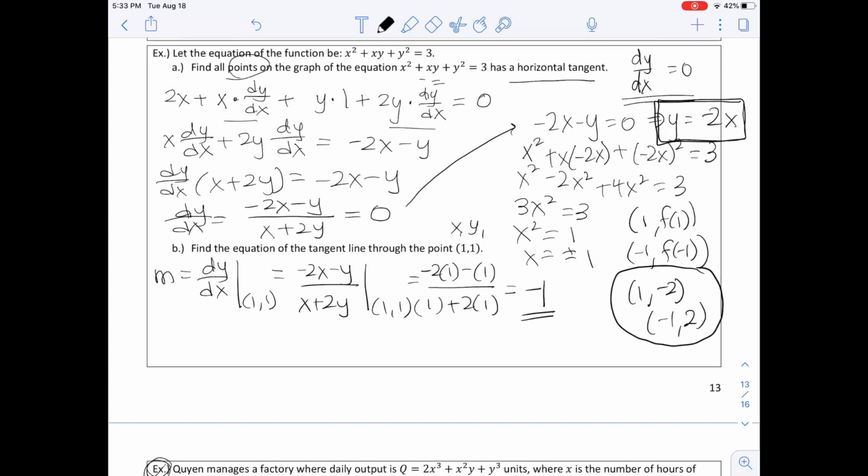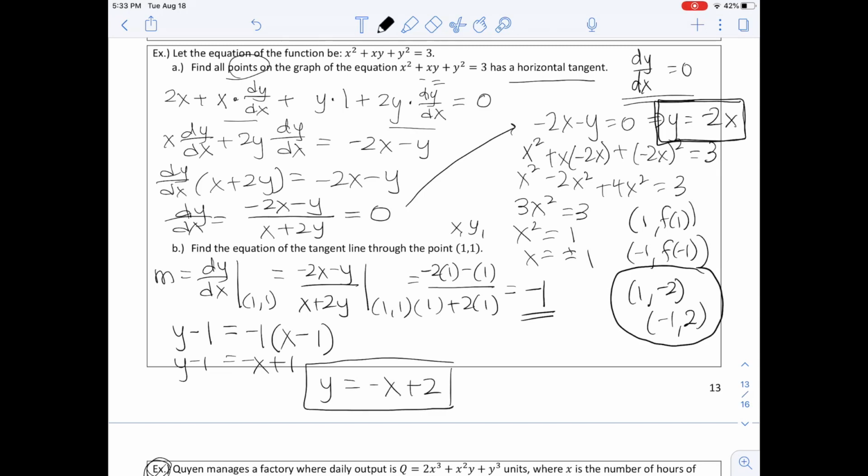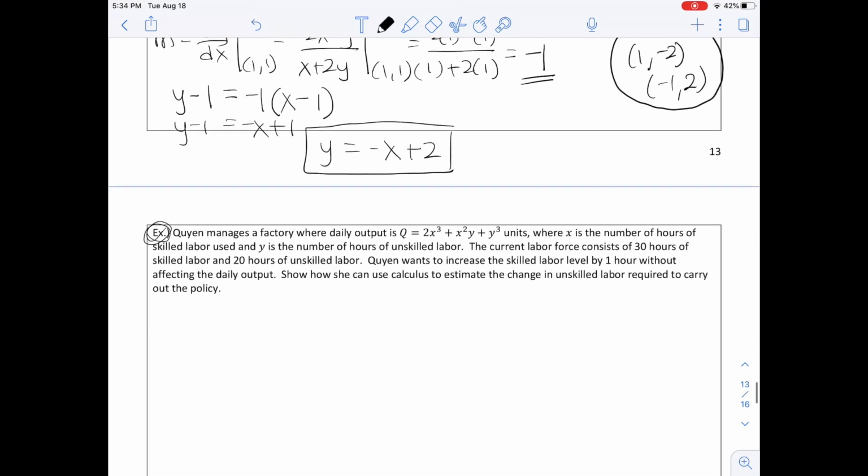we have negative 2 times 1 minus 1 over 1 plus 2 times 1, which simplifies to be negative 1, which is our slope. So our equation is going to be y minus y1, which is 1, equals m, or our slope, which is negative 1, times x minus x1, which is also 1. And let's go ahead and rewrite it in slope-intercept form. So we have y minus 1 equals negative x plus 1. And then solving for y, we get negative x plus 2. And so that's the equation of the tangent line that passes through the point 1, 1.